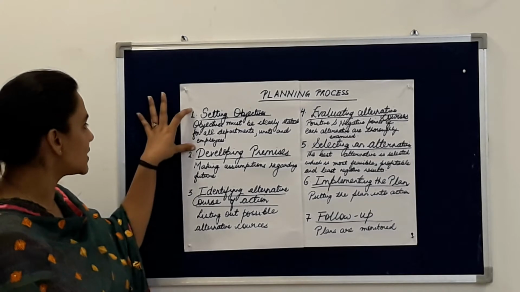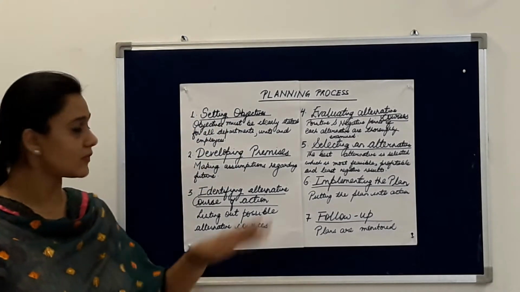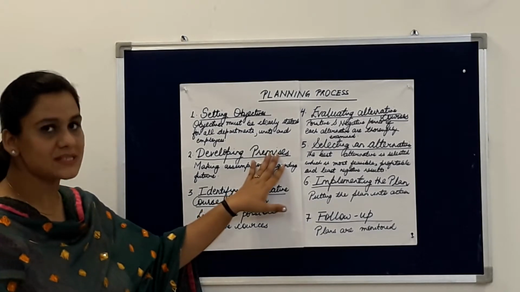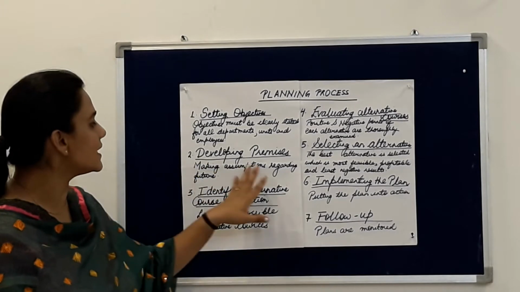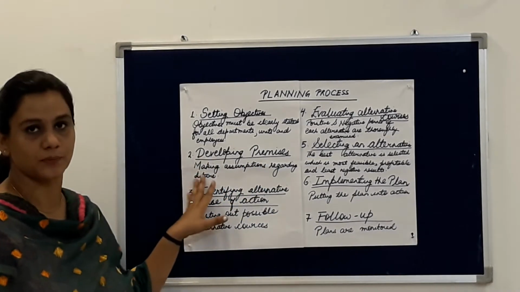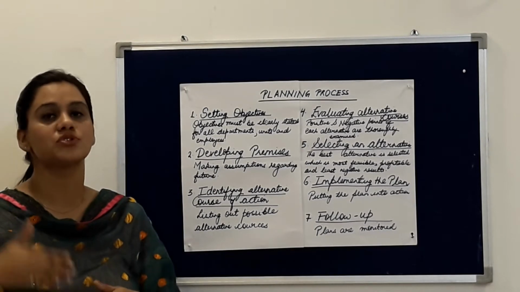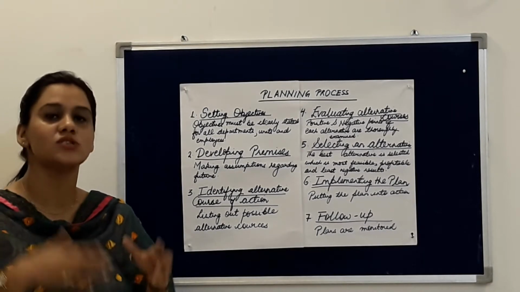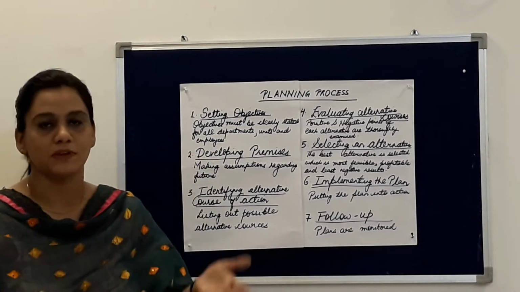Now once the objectives are set, the second step is developing premises. What are premises? Premises are assumptions. Developing premises means making assumptions regarding the future. Why do we assume for the future? Because we know that the future is uncertain and any sort of uncertainty may happen and our objectives may fail.